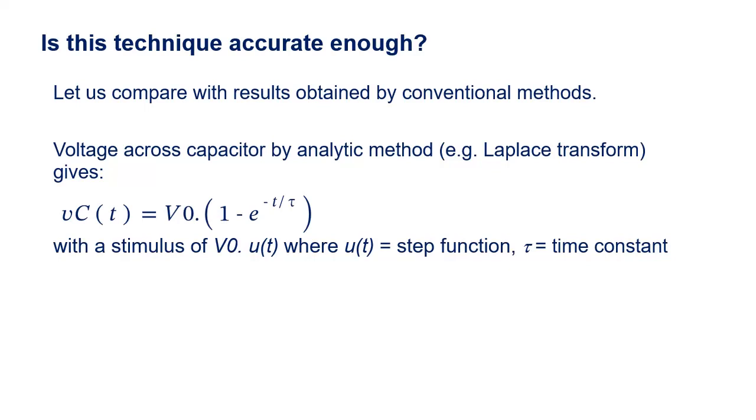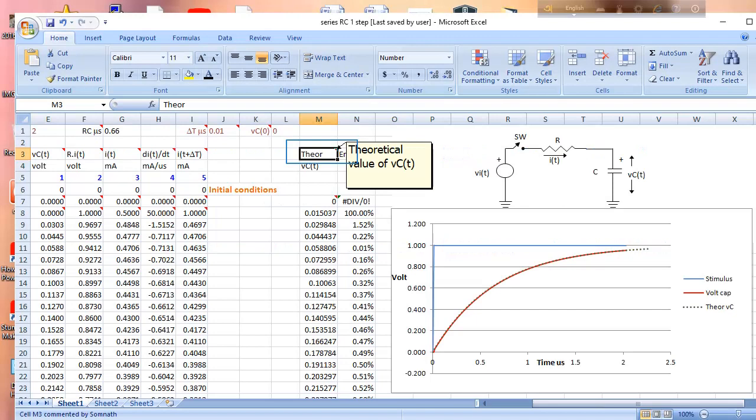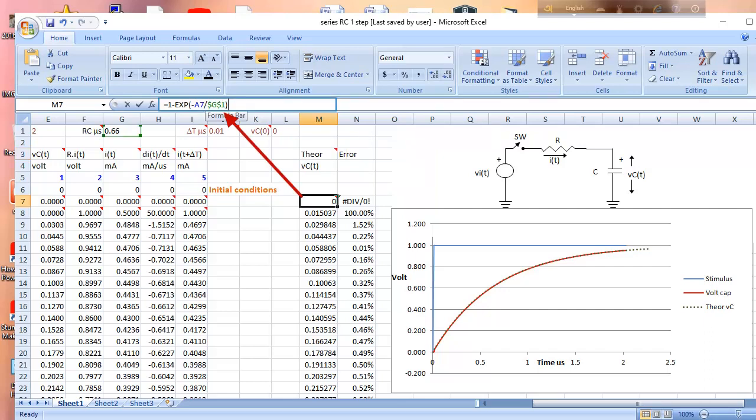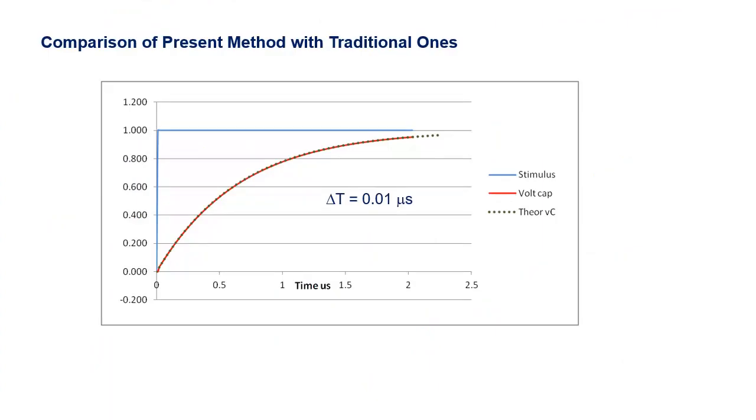Now we ask ourselves the question, how accurate is this numerical method? To verify it, we will compare results with that obtained from analytic methods. Here is a plot of the capacitor voltage obtained by the present method, overlaid on that obtained from formula in the previous slide obtained analytically. The one obtained analytically is named the RVC and drawn with dotted lines. Visually, the agreement between the present method and analytic means look excellent.